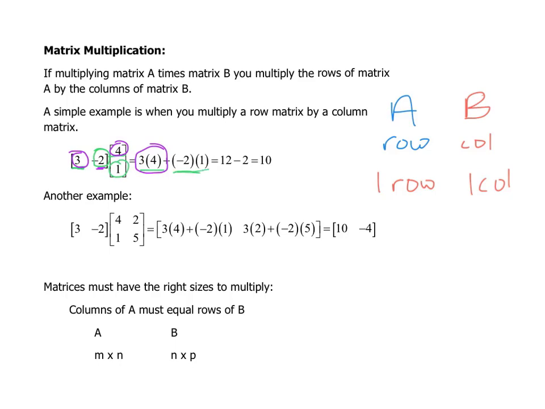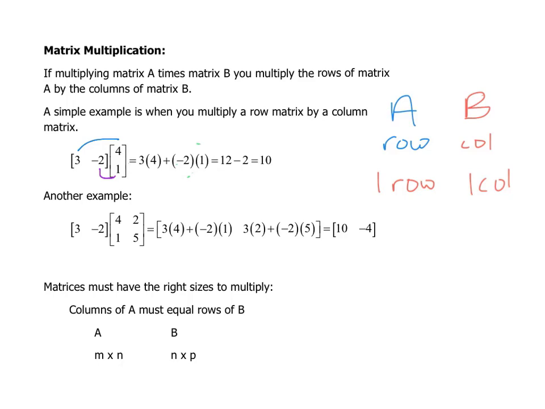I'm sorry, negative 2 times 1. So that's where that is. So we multiply those corresponding elements and then we add them all together. Again, what we're doing is we're taking the 3 and we're multiplying it times this 4, and then we're adding to that negative 2 times 1. When we do that, we get 12 plus negative 2, which is 10.